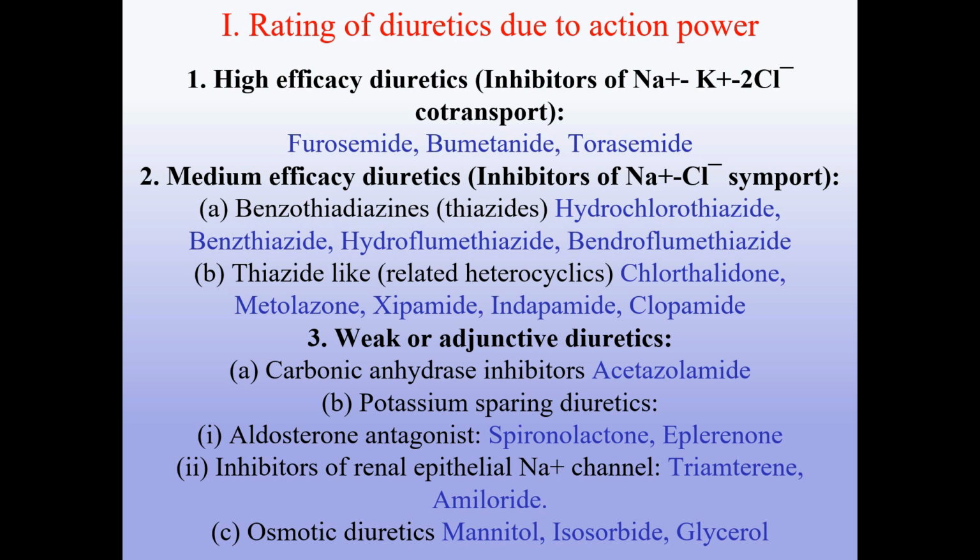And third, weak or adjunctive diuretics: carbonic anhydrase inhibitors, acetazolamide; potassium-sparing diuretics, which are subdivided into aldosterone antagonists, spironolactone, eplerenone, and inhibitors of renal epithelial sodium channels, triamterene, amiloride; and osmotic diuretics, mannitol, isosorbide, glycerol.